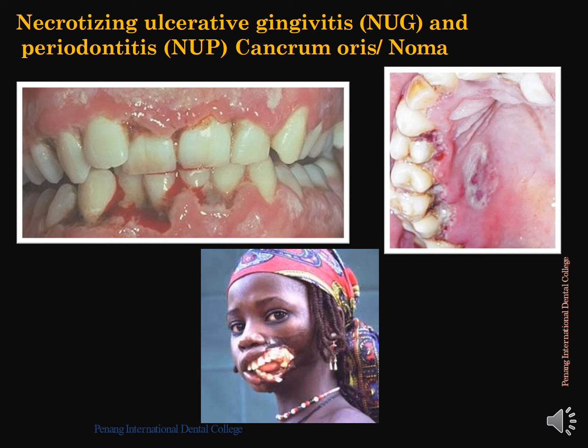So, since we're talking about acute multiple lesions, it's important to mention necrotizing ulcerative gingivitis and necrotizing ulcerative periodontitis, which also lead to cancrum oris or noma when there's an extensive amount of involvement. More of this pathology will be discussed under periodontics.